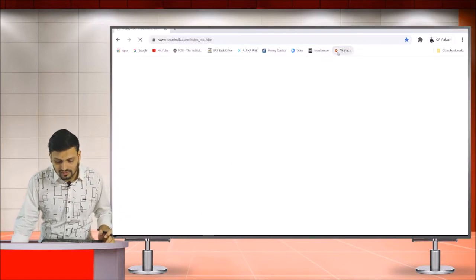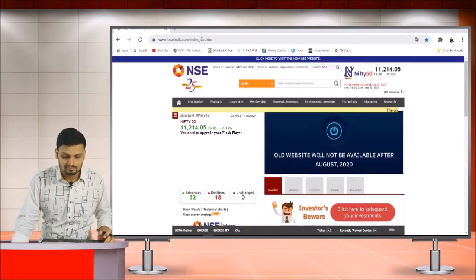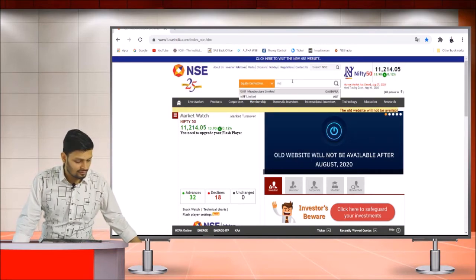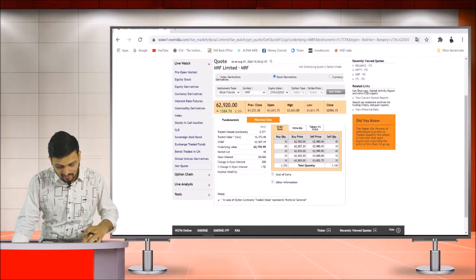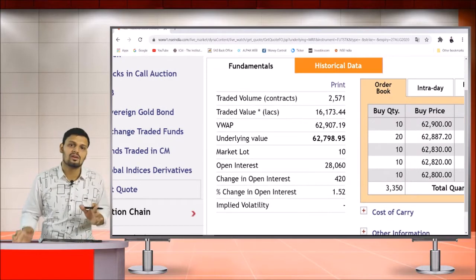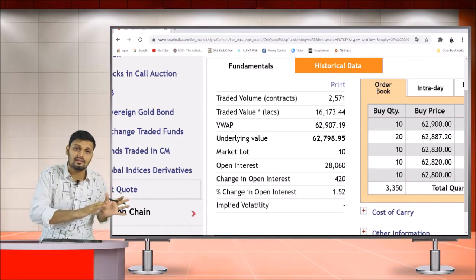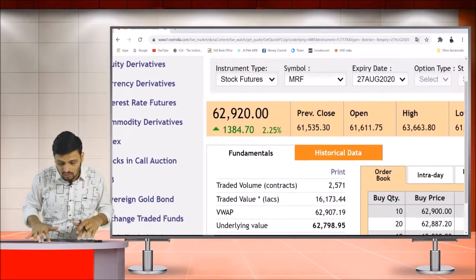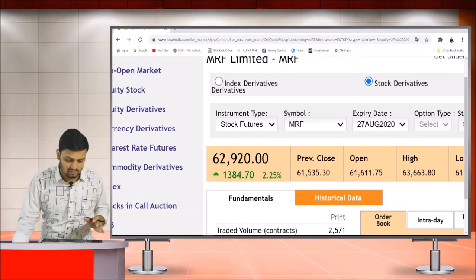Just go into this website called NSE India, www.1.nseindia.com. Click on the equity derivatives, type in MRF here. You might find here that the lot size is 10 shares. So the minimum number of shares you need to buy or sell in one futures contract or in one options contract is 10, right? So roughly the total contract value will come to 62,920, which is the 27th August expiry date futures contract.